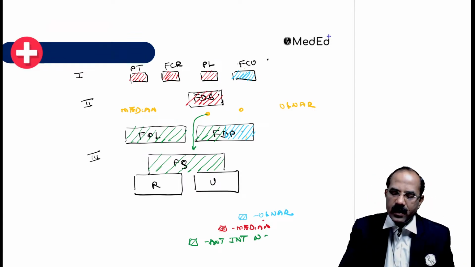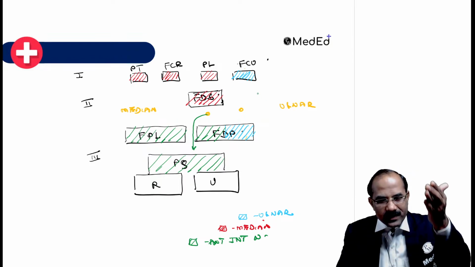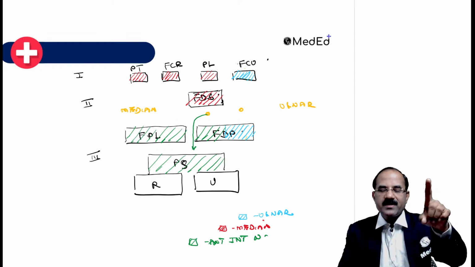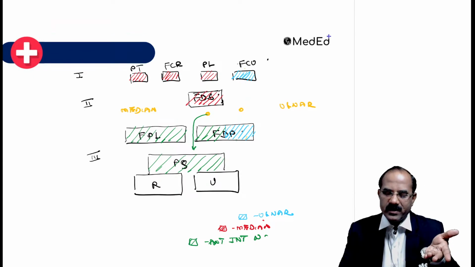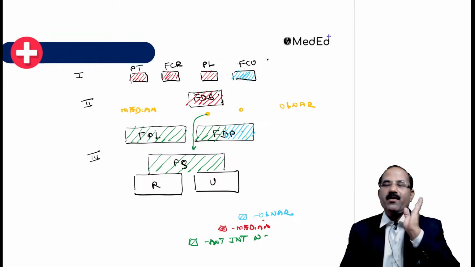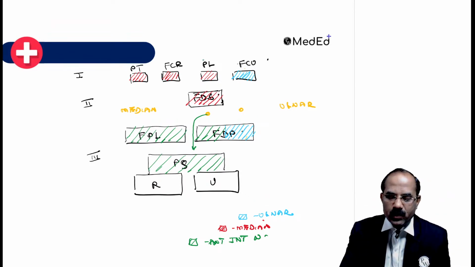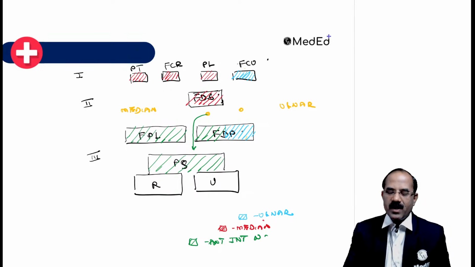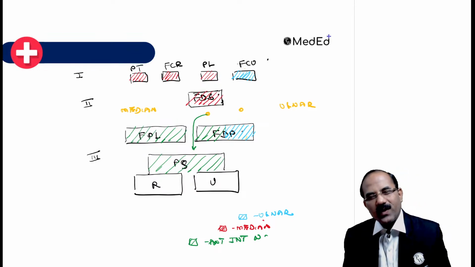Out of this, these two are supplied by the ulnar nerve. You just have to remember, the ulnar nerve is lying below which muscle? Flexor carpi ulnaris. And the ulnar nerve is lying on which muscle? The flexor digitorum profundus, the medial half. So these two muscles are supplied by the ulnar nerve. Now these four muscles, the ones in red, are supplied by whom? The median nerve. And the ones which are left are supplied by the anterior interosseous nerve.